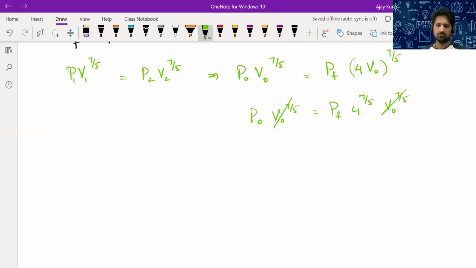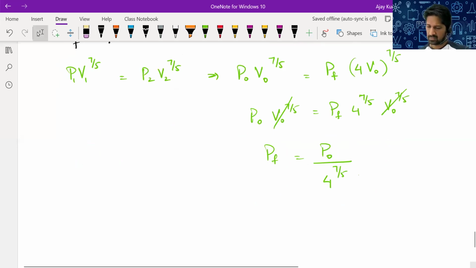And you don't have to know what 4 power 7 by 5 is. They will either give it to you in the question or the options will be in terms of that. Okay. So it is the initial pressure divided by 4 power 7 by 5. That's the final pressure. Such questions are quite common in an adiabatic process.